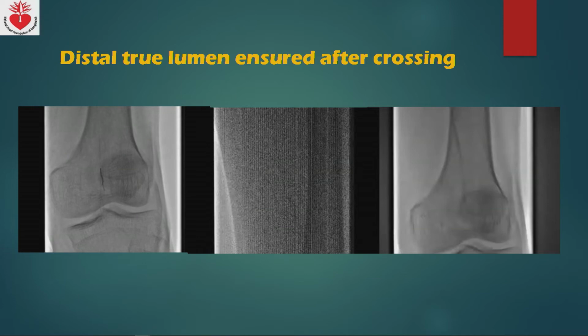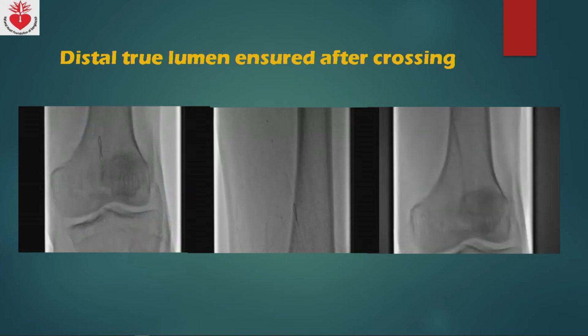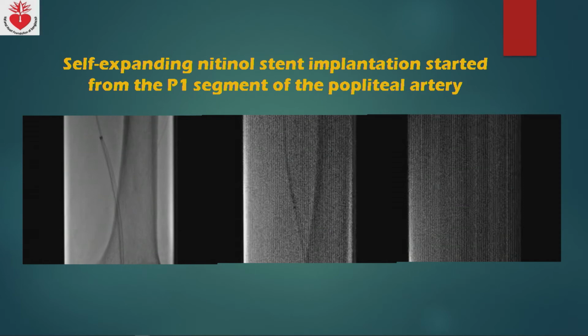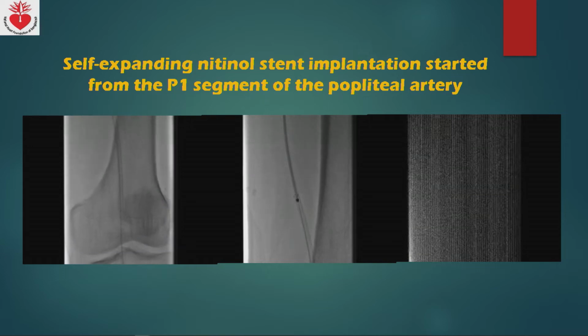So the lesion was crossed and it was a CTO, and distal entry was ensured by checking through the support catheter. Self-expanding nitinol stent implantation started from the P1 segment of the popliteal artery. As you know, the popliteal artery is divided into P1, P2, and P3.